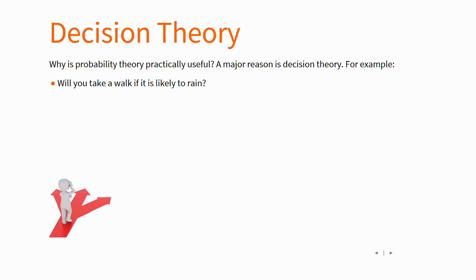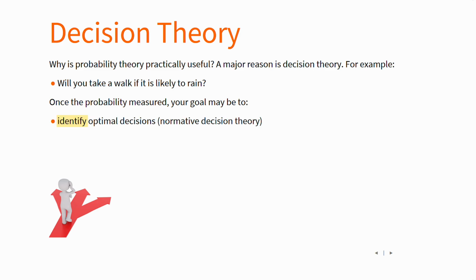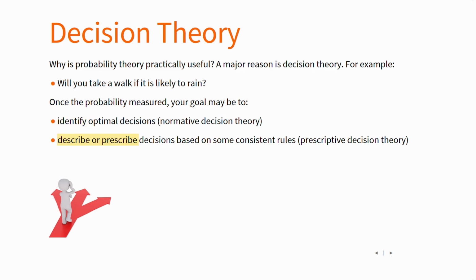Probability allows you to measure uncertain events with some degree of confidence. With this measurement, you may identify optimal decisions, describe or prescribe decisions based on some consistent rules, or just analyze how decisions are made. But these methods can depend on your approach to probability itself, namely the frequentist and Bayesian approaches. Let's explain each.